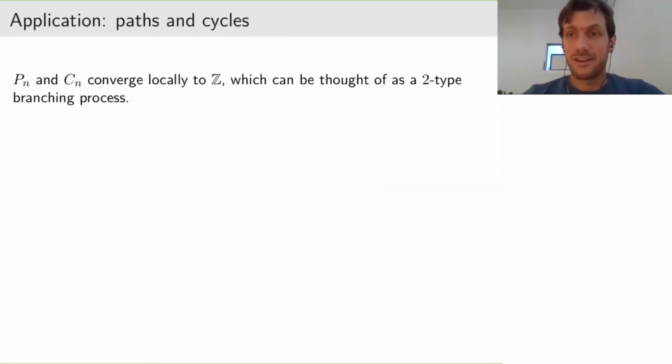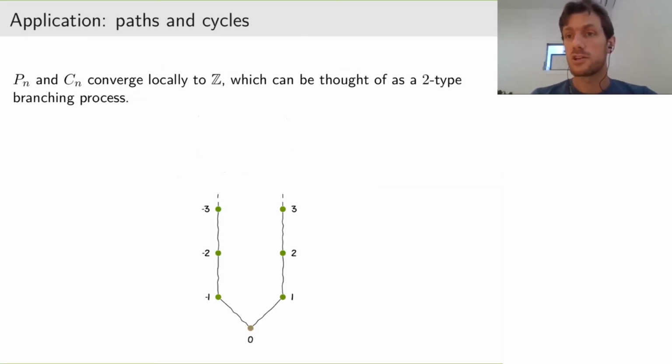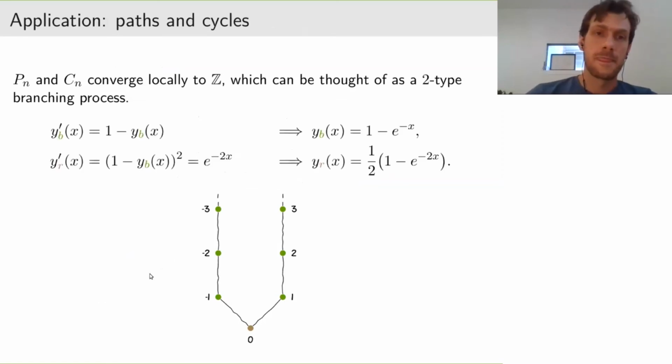So here's an example where I solved the question, at least asymptotically, from the first slide. The paths and the cycles converge locally to the bi-infinite path, and we can think of it as a two-type branching process. One type is the root type, say, and one type is the branch type. The root type has two branch type children, and the branch type has one branch type child. Now, for a branch type vertex to be red, it needs its only child, which is of branch type, not to be both red and in the past, and we can solve this.